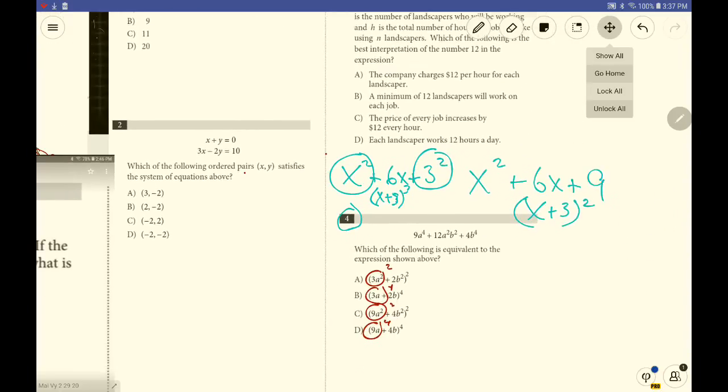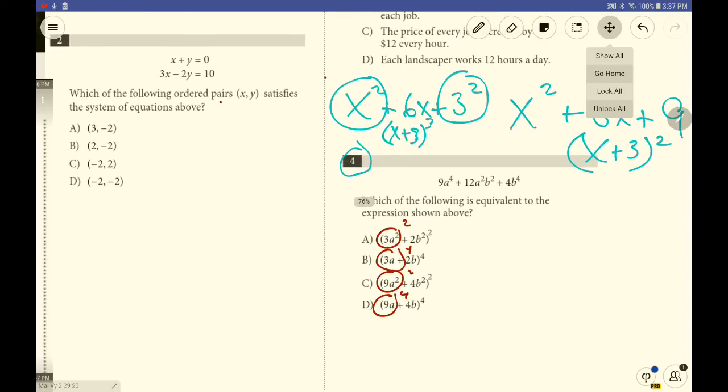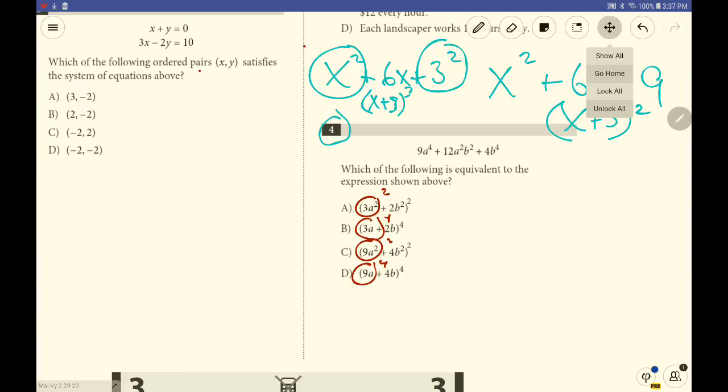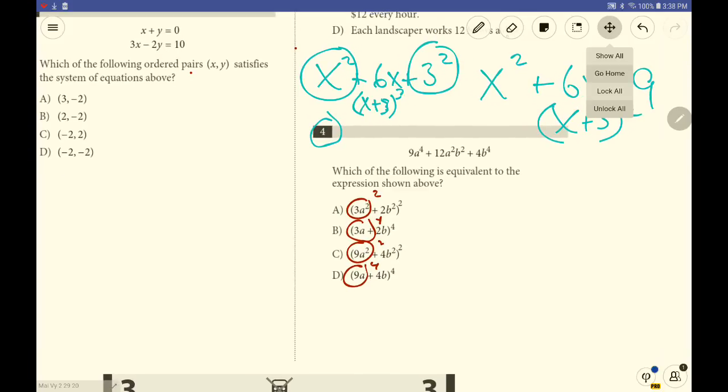So number 4 is to see which expression is that expression above. And actually, the easiest way to do this, I mean, that is a perfect square. That is 3a squared plus 2b squared, that whole quantity squared. But if you didn't see that, you could just check the leading term. The leading term of the one that we're supposed to match is 9a to the 4th.